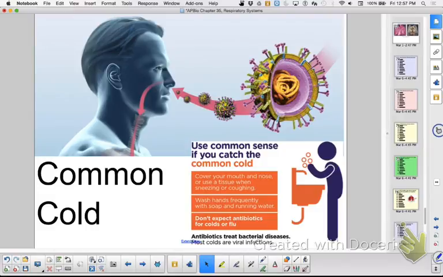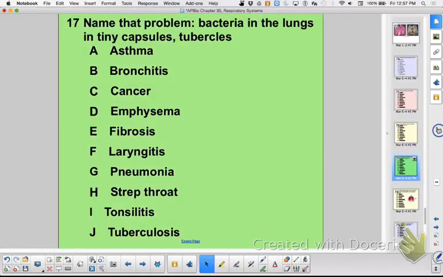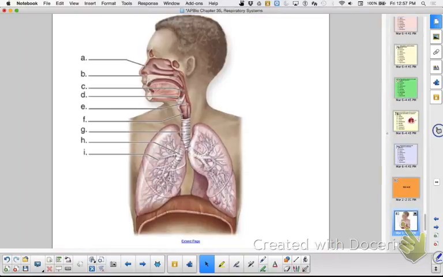But there are some questions here. These are just diseases. So we need to know those. No, that was just for your benefit.